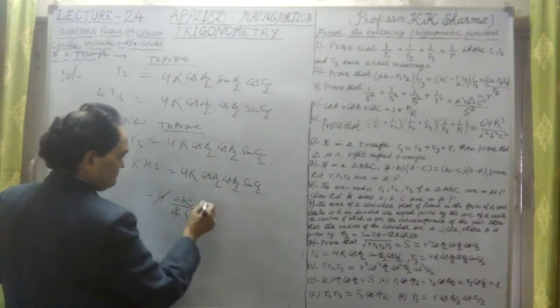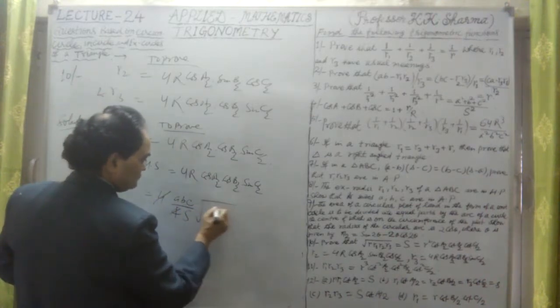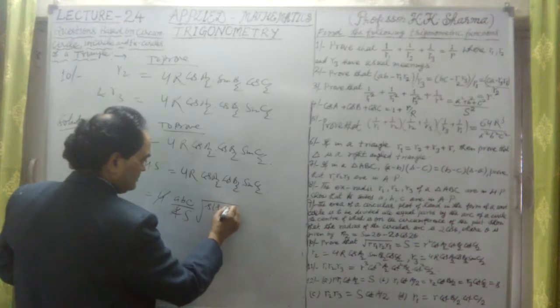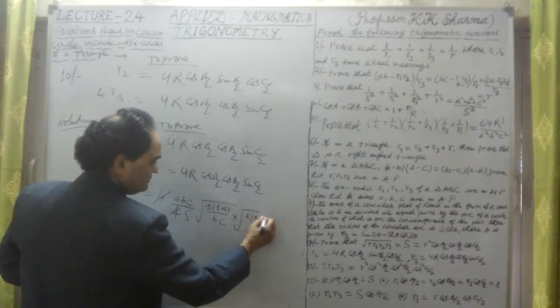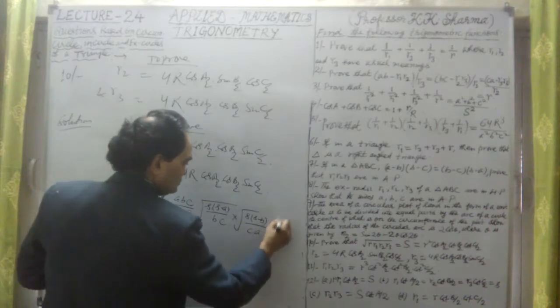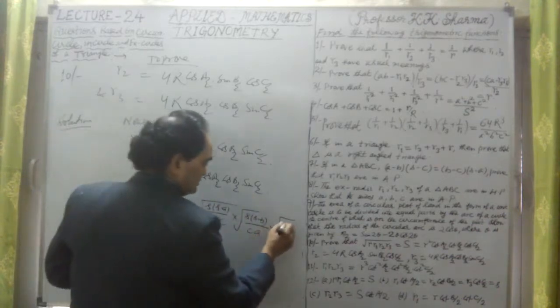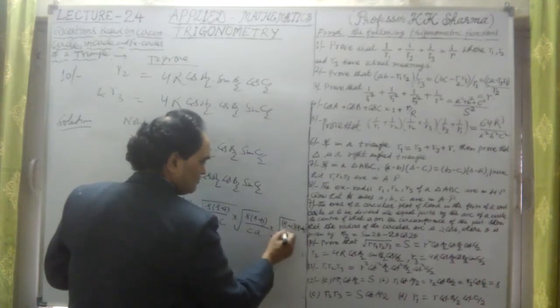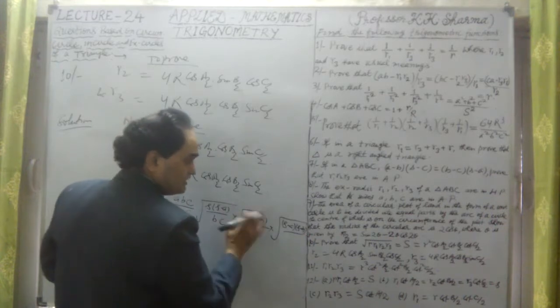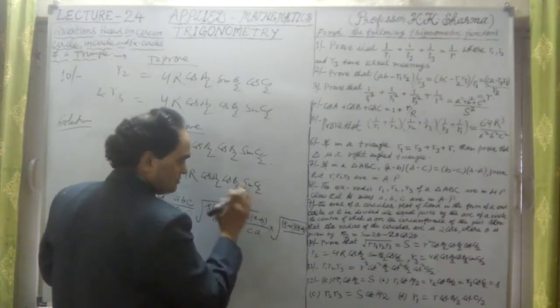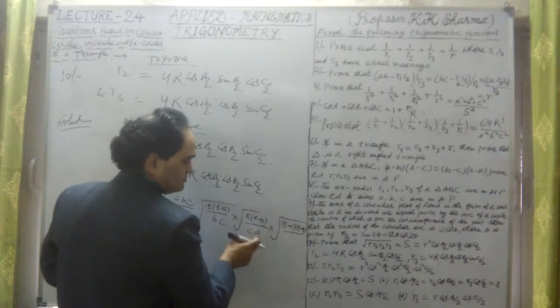The 4 cancels out. Cos A by 2 is, under the square root, S into S minus A divided by BC, into cos B by 2, which is S into S minus B divided by CA, into sin C by 2. That means s minus a into s minus b. This is the formula we have discussed in the previous lecture series as well, and in the beginning I wrote down all the eight formulae.